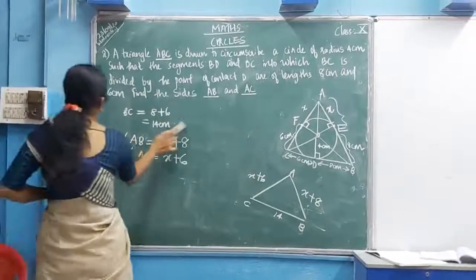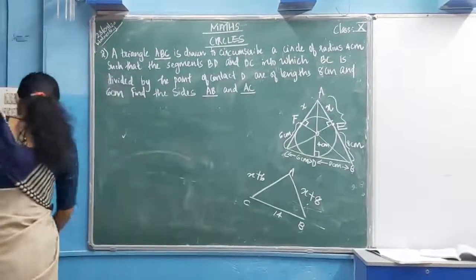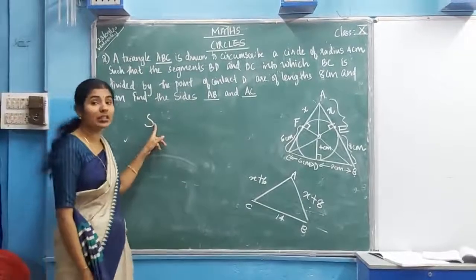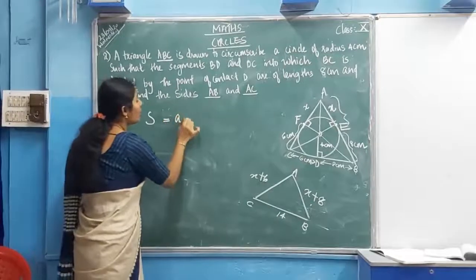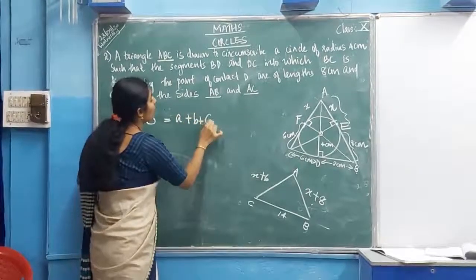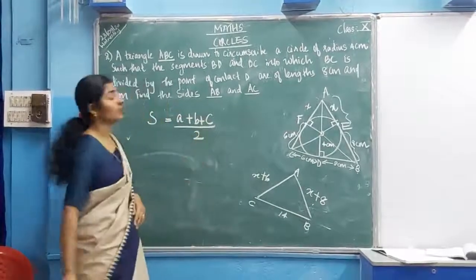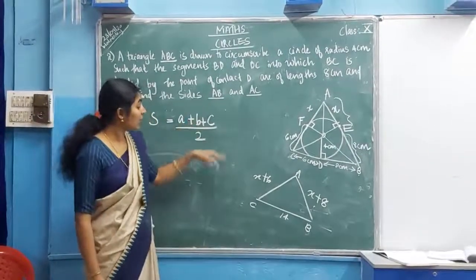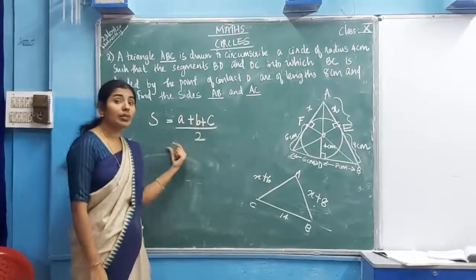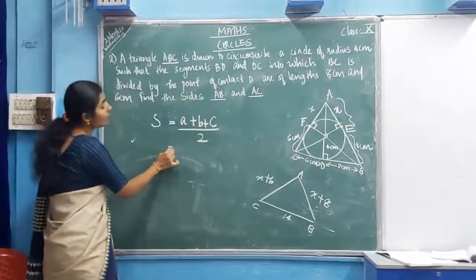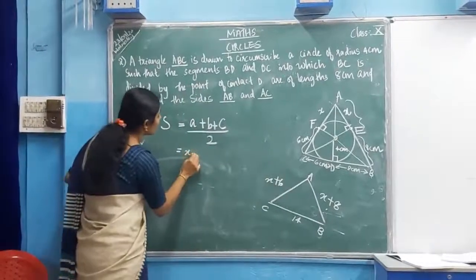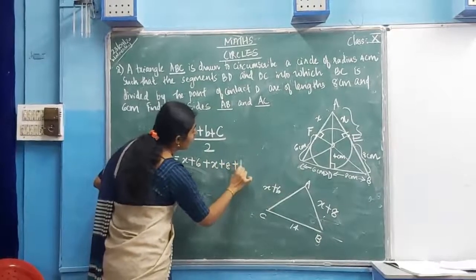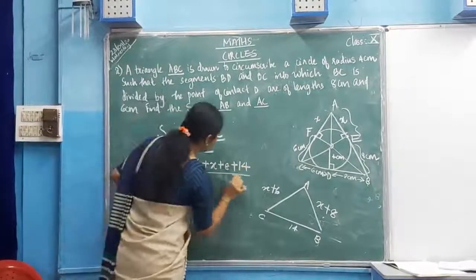First of all, you should find the semi-perimeter. How will you find the semi-perimeter? Semi-perimeter is the sum of three sides divided by 2. So how to find the semi-perimeter? First of all, take the sum of three sides. Then that sum you should divide by 2. So what is the sum of three sides? That is x plus 6 plus x plus 8 plus 14 divided by 2.